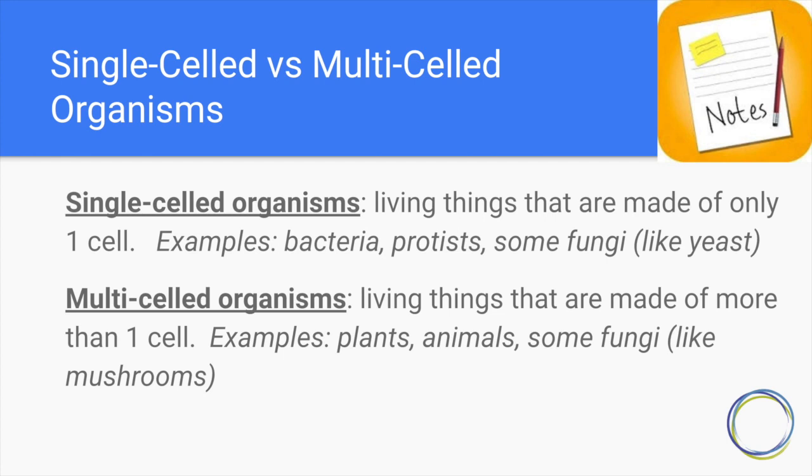So single-celled organisms are living things that are made of only one cell, single cell. Makes sense, right? So examples are bacteria, protists, and some fungi. So yeast, like I said, is just one cell. Multi-celled organisms are living things that are made of more than one cell. So like plants and animals, and then some fungi like mushrooms are multi-celled. And just a quick reminder, if you haven't heard the word organism, it just means a living thing.